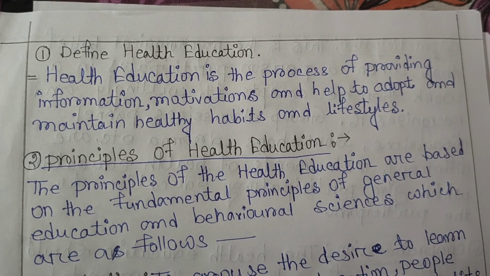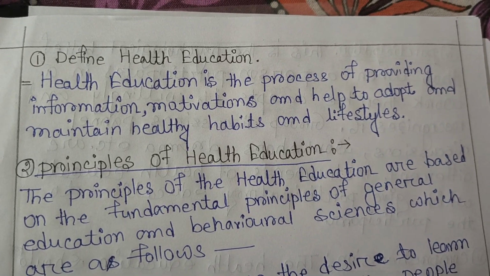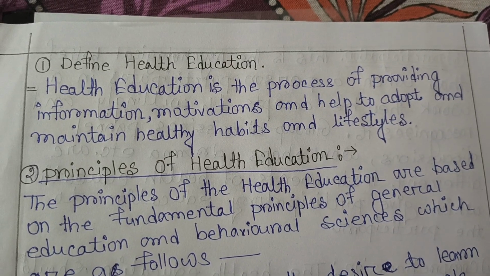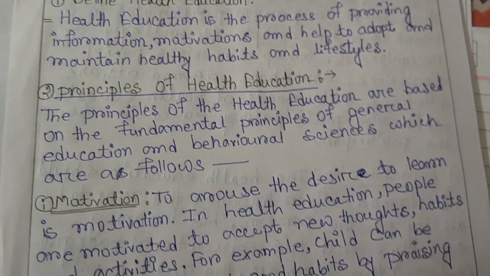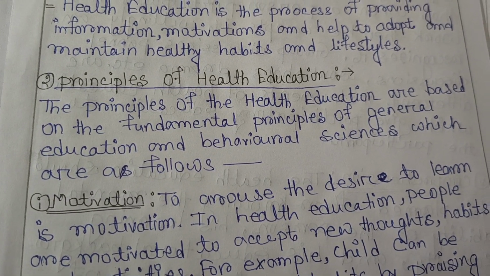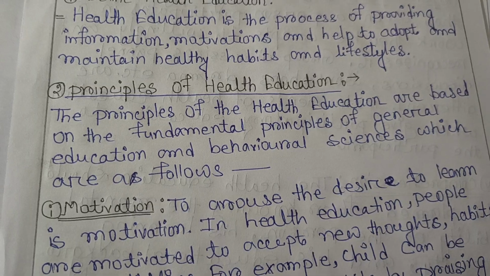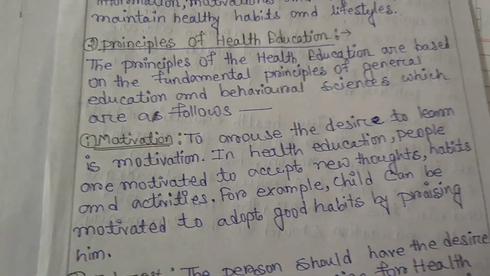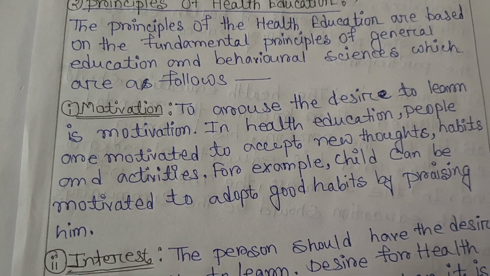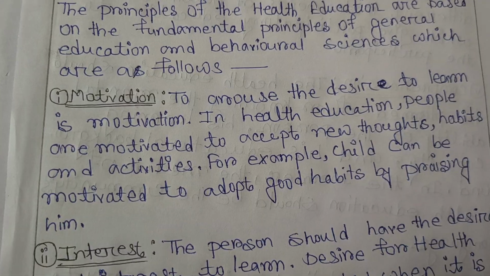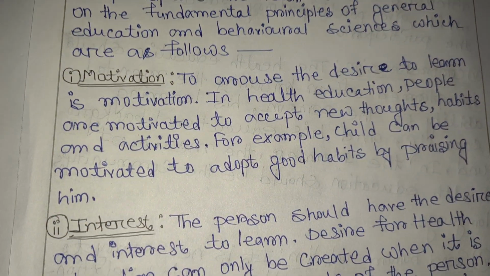Definition of health education. Health education is the process of providing information, motivation, and help to adopt and maintain healthy habits and lifestyle. Principles of health education. Two of the principles of health education are based on the fundamental principles of general education and behavioral sciences, which are as follows. Motivation. To increase the desire to learn is motivation. In health education, people are motivated to accept new thoughts, habits, and activities.